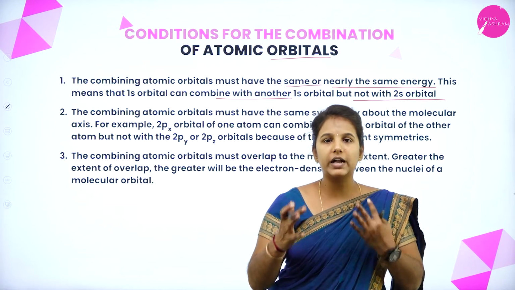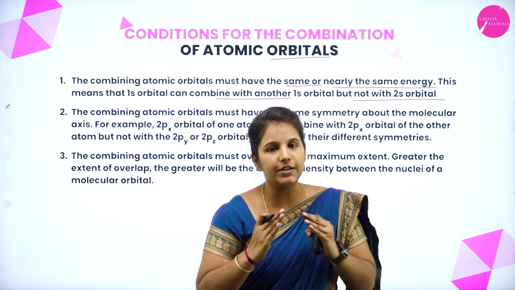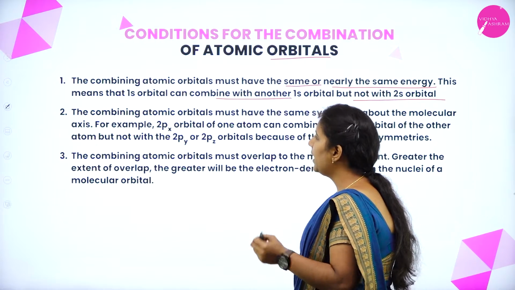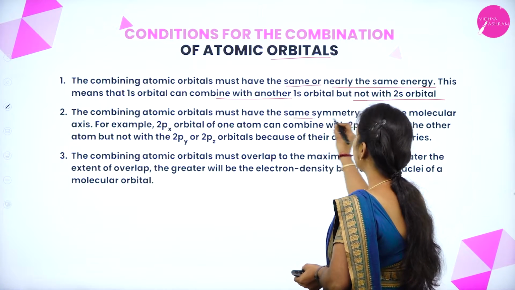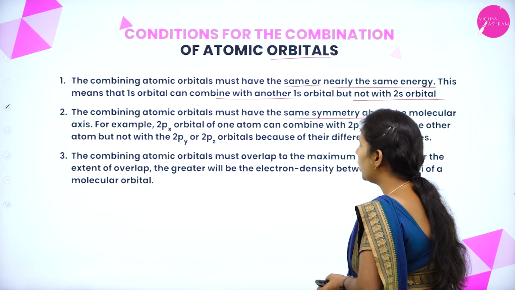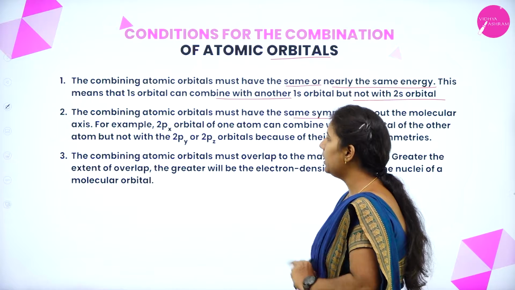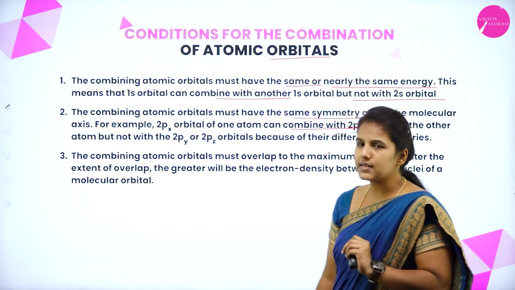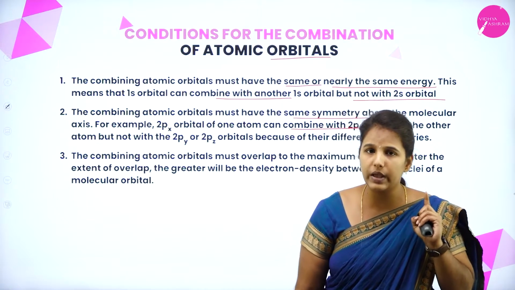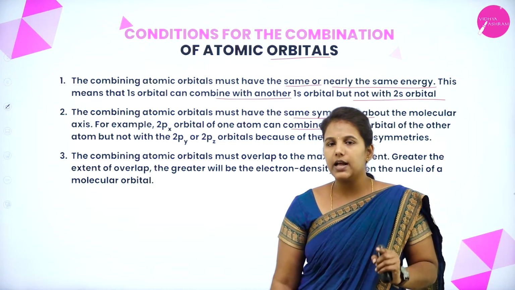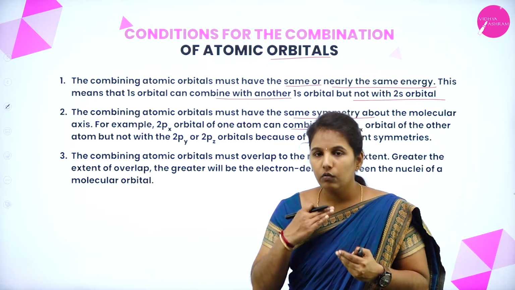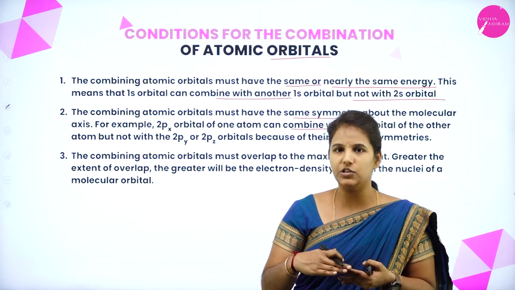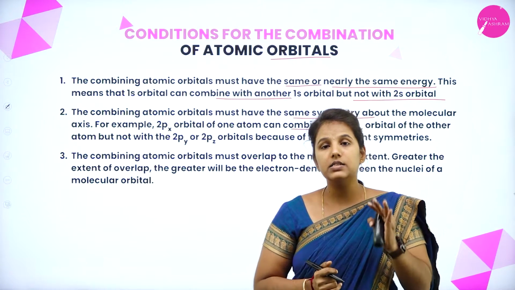So each atomic orbital, when it is combining, it should have what? Same energy. Next, the combining atomic orbitals must have the same symmetry about the molecular axis. For example, 2px orbitals of one atom can combine with 2px orbitals of another atom. It is very clear. This indicates that the second condition is that whatever atomic orbitals have the same energy should also have the same symmetry.